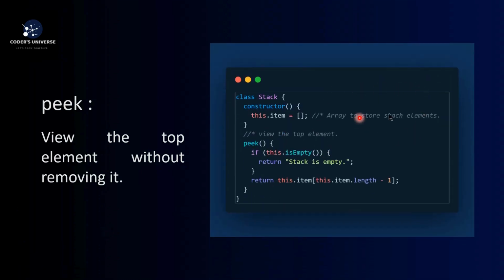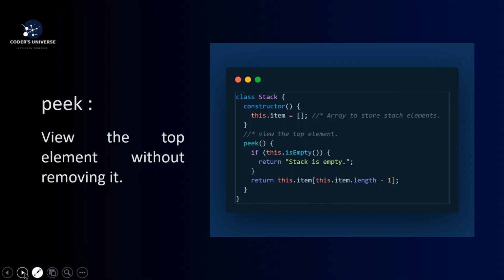Here is the same array or stack. There is the peek method, and here it is checking if the stack is empty, then it returns stack is empty, or it returns the top element. You just view it, but you cannot remove the element.